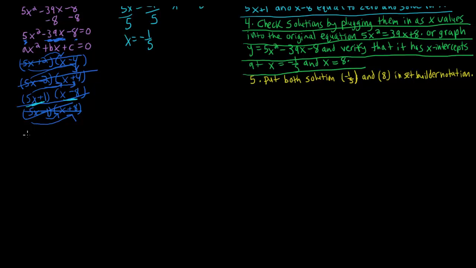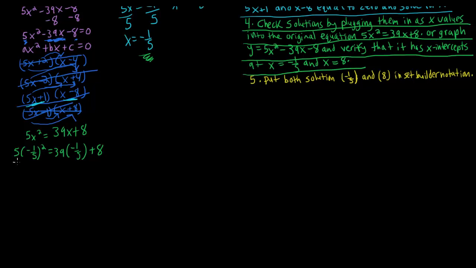So our original equation, let's just write that down right here again. It's just 5x squared equals 39x plus 8. And we got a possible solution of negative 1/5. So we'll plug that in. 5 times negative 1/5 squared equals 39 times negative 1/5 plus 8.